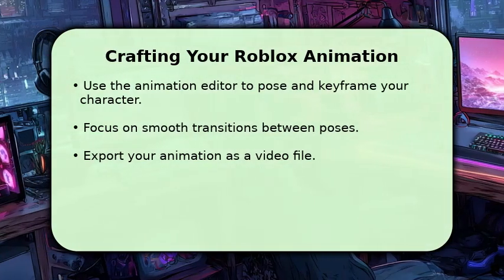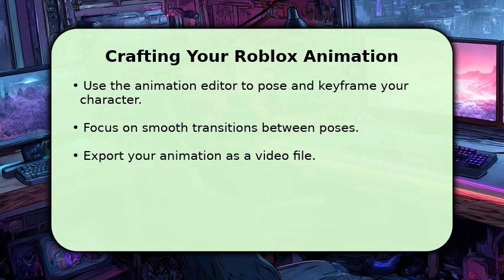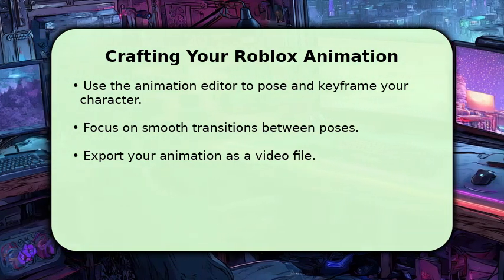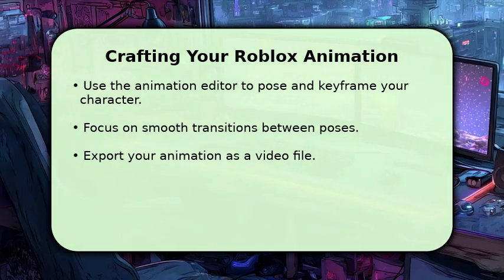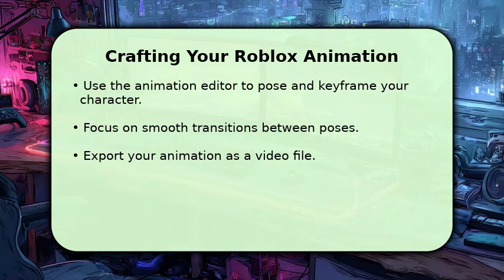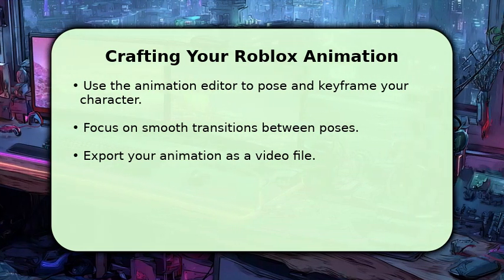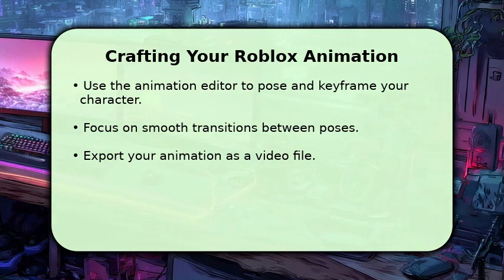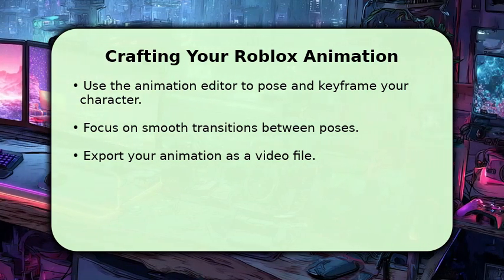Now, let's dive into creating your animation. Utilize the animation editor in Roblox Studio to pose your character and set keyframes for movement. Focus on achieving smooth, natural transitions between each pose to make your animation fluid and engaging. Once satisfied, export your animation as a video file, typically in a high-definition format, ready for further editing. This step brings your creative vision to life.